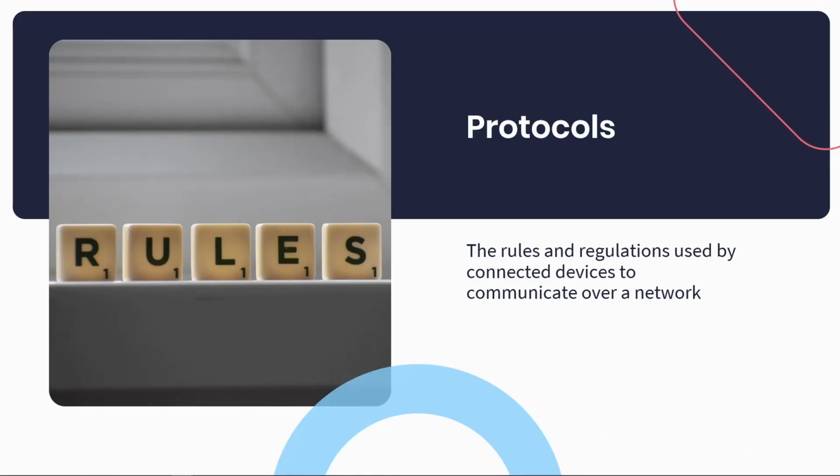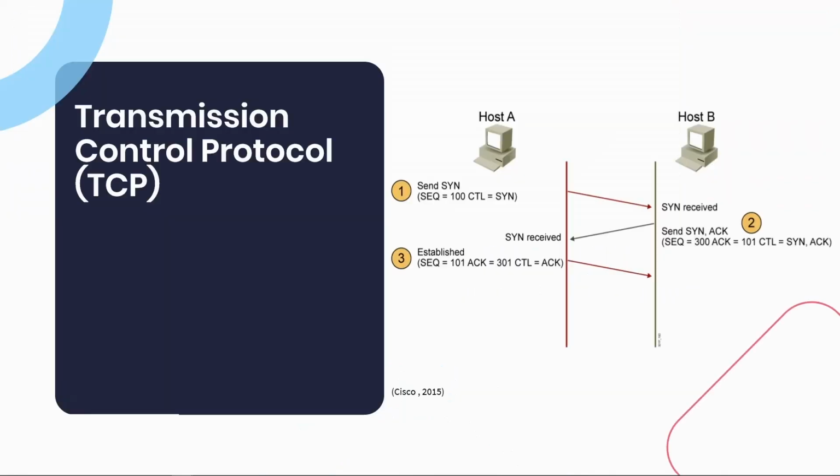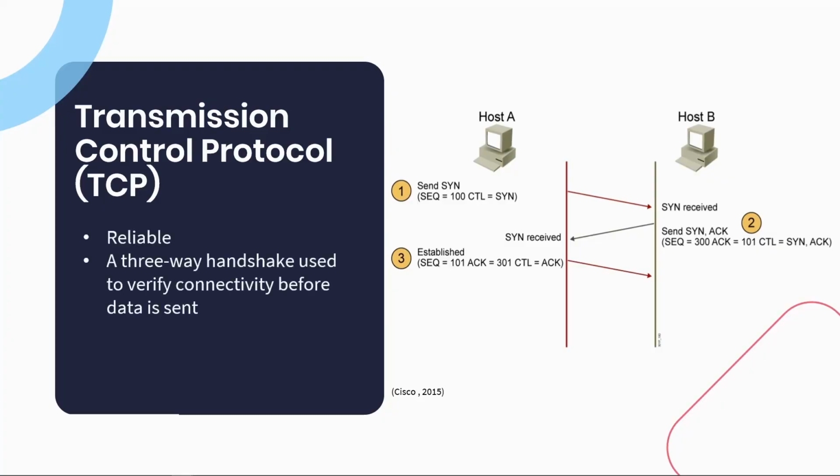There are many different protocols, and we cover most of them in the summary notes for this lesson, so be sure to pop along there to read up on all of them. However, due to time limitations, we're just going to hone in on the main ones now. The Transmission Control Protocol, TCP, is one of the protocols that is often used in communication in networking. It is a reliable protocol that uses a three-way handshake to verify connectivity before data is sent. It is used in email, file sharing, and downloading over the internet.